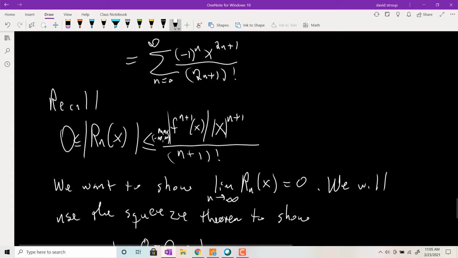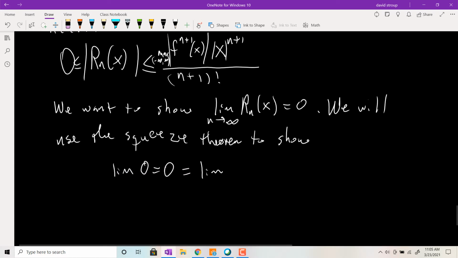Okay, so let me rewrite the right-hand side as the max of the n plus first derivative on this interval times x to the, well, I guess there's nothing to rewrite, right? It is just what it is. So I'm going to be taking the limit of that right-hand side. I'm just trying to avoid writing it out. So this is the max of the n plus first derivative all over n plus 1 factorial times absolute value of x to the n.